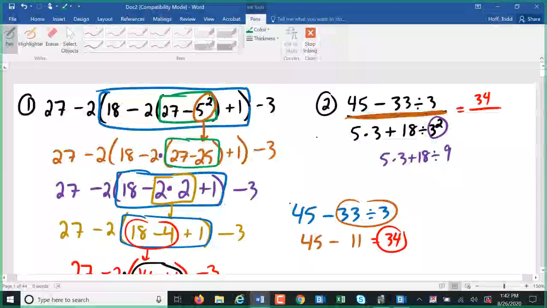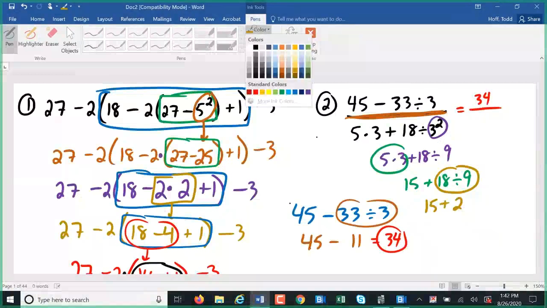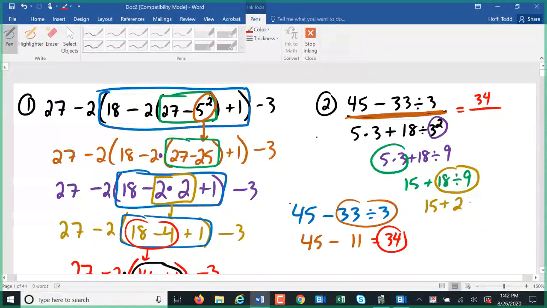Then we have multiplication and division going left to right. 5 times 3 is 15. 18 divided by 9 is 2. And we have 15 plus 2 is 17. So the bottom is 17. And finally we divide. 34 divided by 17 gives us 2.